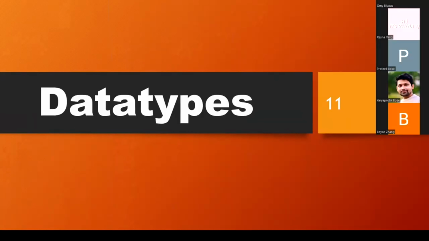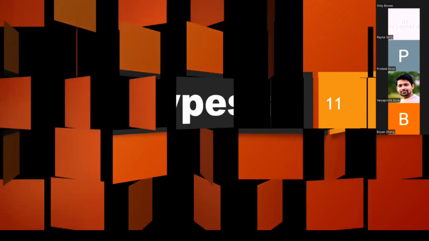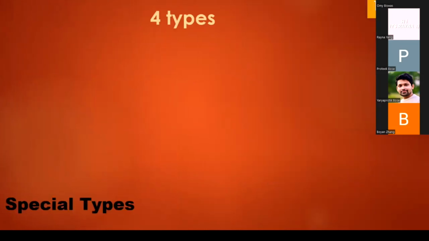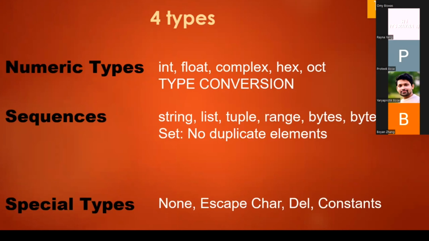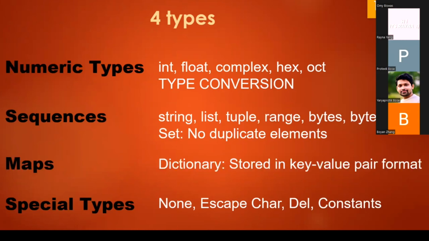So the first topic that we are going to learn about Python is data types, which is very important. There are actually 4 types of data types in Python. I'll share my screen. First of all, I want to let you know that there are 4 types of data types: numeric types, sequence, maps, and special types.